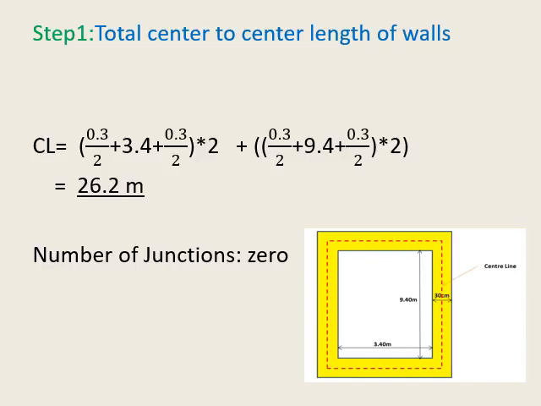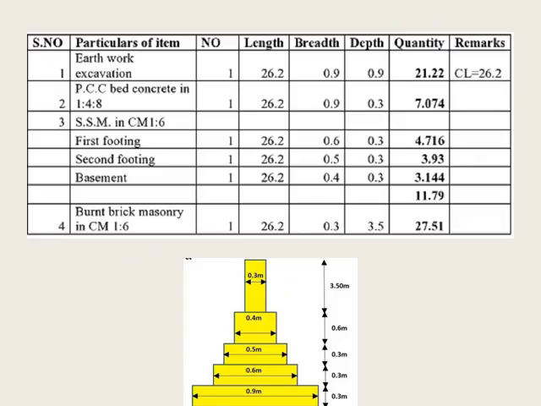And one more important point, that is the number of junctions. In the given plan, there are no cross walls, only 4 walls. All the corners are meeting by only 2 walls, hence there is no junction. Hence we can write the number of junctions as 0. Before calculating the quantity, we should prepare one standard measurement form. That form should contain serial number, particulars of item, number, length, breadth, depth, quantity and remarks. In the remarks column, you can note the total center line length and the number of junctions. Here only one type of wall is given, that is 0.3.